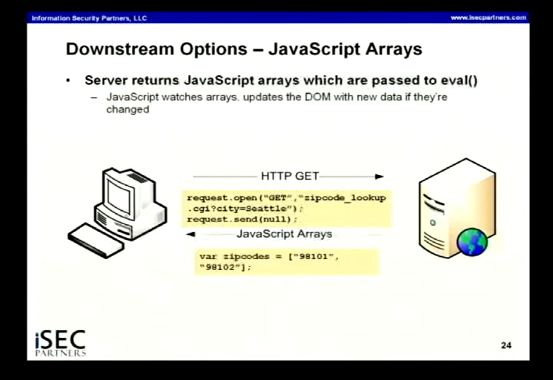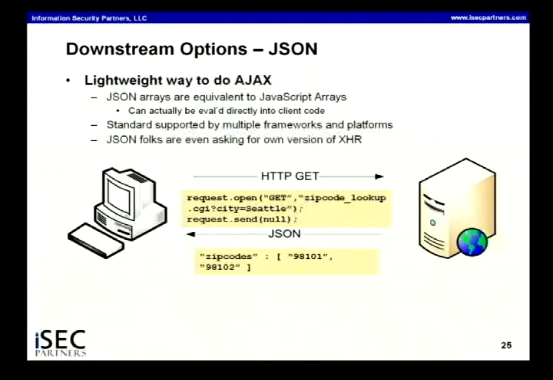JavaScript arrays. Same sort of thing. The server sends back JavaScript arrays, which the JavaScript that's already running in the page watches to see if those arrays got modified, and it updates the DOM with the new data. JSON, the lightweight way to do Ajax, which in half the examples is just as heavy as XML, actually. Same request, and it looks a lot like JavaScript arrays, but it's a little bit different.